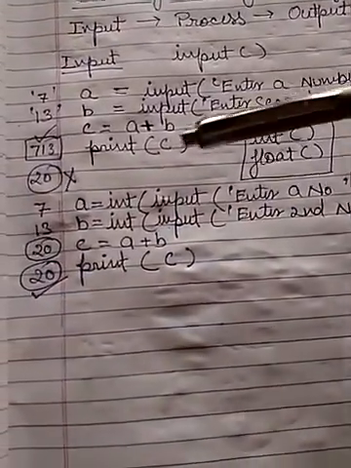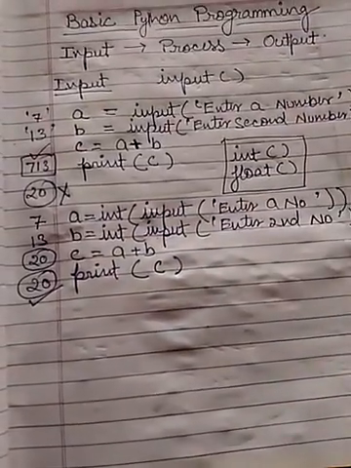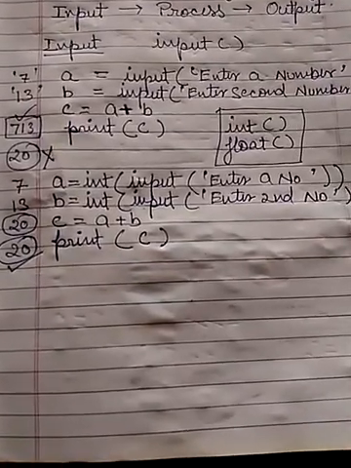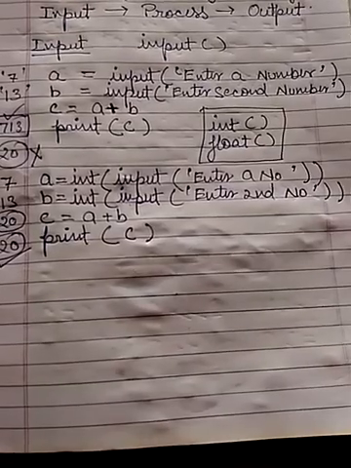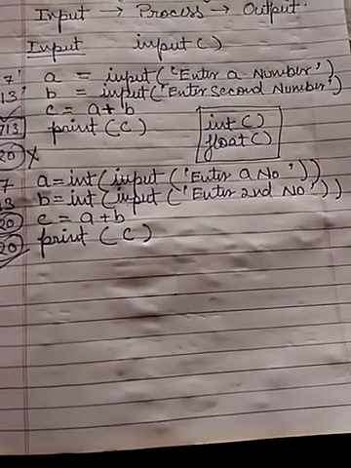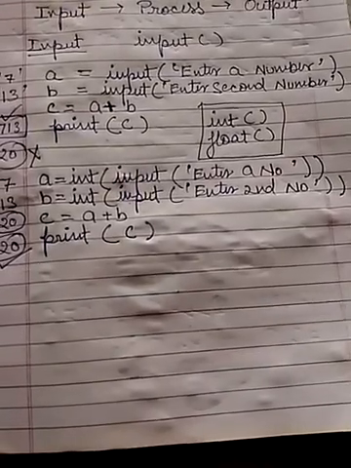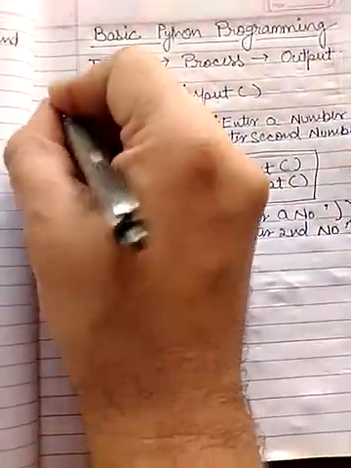So in this way you can change the type of a given input. Remember that Python reads everything in the form of a string. If you want to change the type of the value, then you have to use the built-in function. Int function is used to change the value to integer and float function is used to change the value to float. Now this is the first part, input.